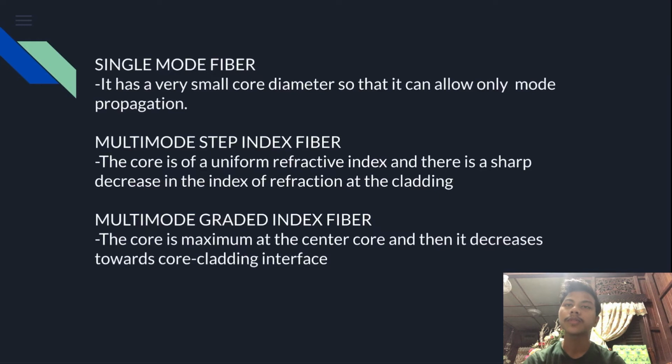For multi-mode step index fiber, the core has a uniform refractive index and there is a sharp decrease in the index of refraction at the cladding. Then for multi-mode graded index fiber, the refractive index is maximum at the center of the core and then it decreases toward the core-cladding interface.